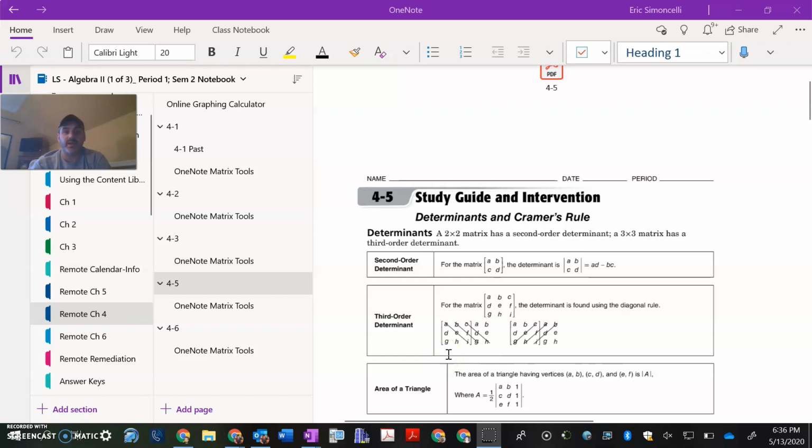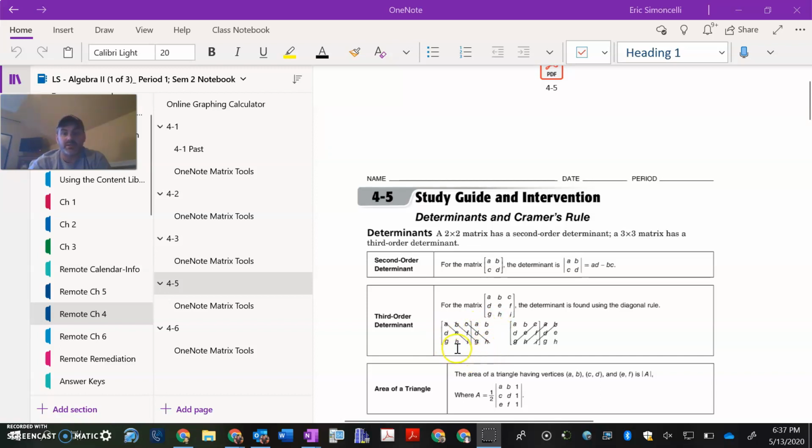What you're going to do on the diagonal rule is you're going to rewrite the first two columns right next to the 3x3 matrix. And you can see what they've done here. They've drawn lines through those respective diagonals such that what you'll do is you'll take A times E times I, and then you'll take that plus B times F times G plus C times D times H.